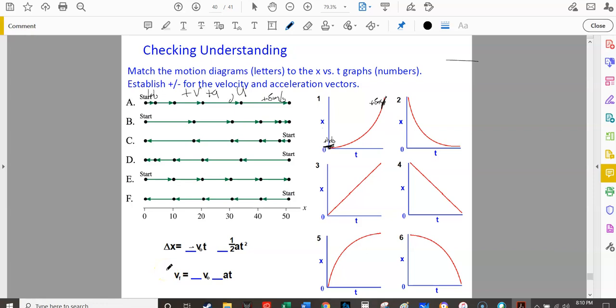I'm going to erase those, and let's try graph B. Graph B starts off with a positive 5 meters per second, and it ends up at a positive 1 meter per second. So it starts off with a high positive slope, so it'll be a positive velocity, and ends up with a low positive slope. So this thing is slowing down. That means it has a negative acceleration.